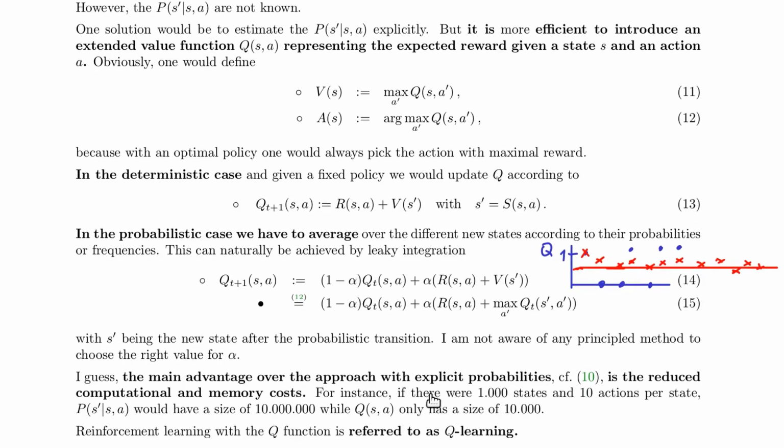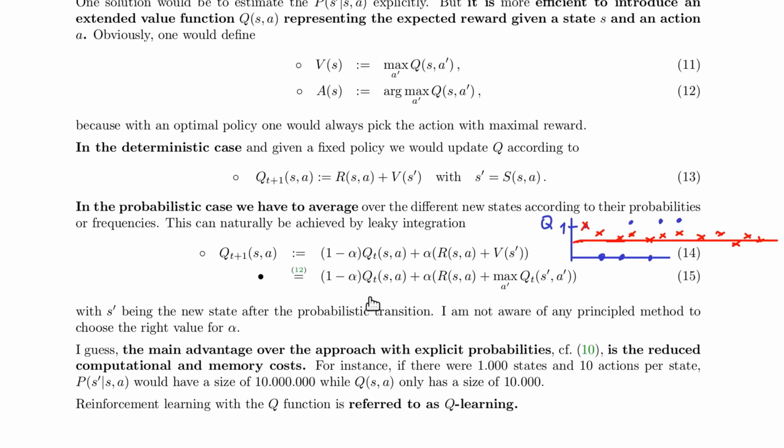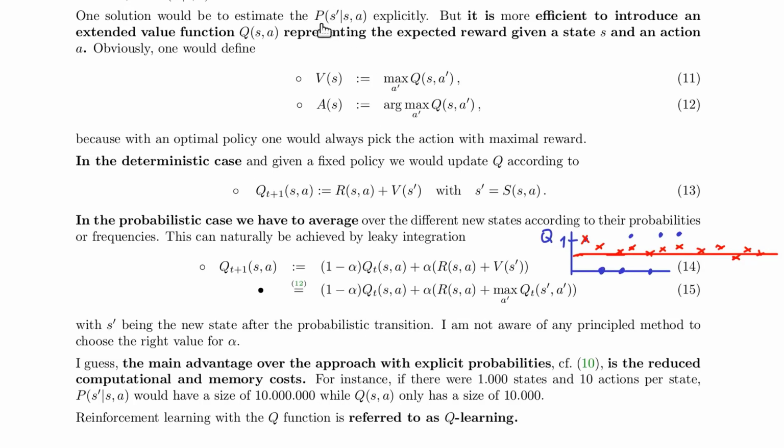Okay, I said that using this Q value is more efficient than estimating these probabilities, because if you have 1000 states and 10 actions in each state, then this would be 1000 times 1000 times 10, 10 million probabilities you have to estimate. While Q only has the variables S and A, so that would be 10,000 rather than 10 million, and that's a big difference. Right? So therefore this is more efficient than estimating these P's, these probabilities, and then going from there.